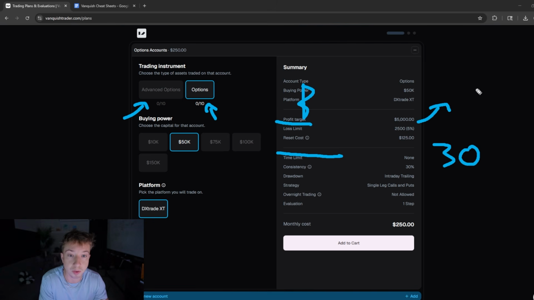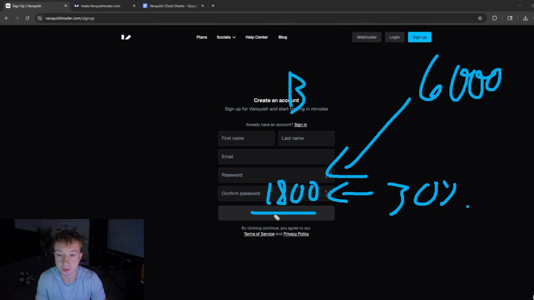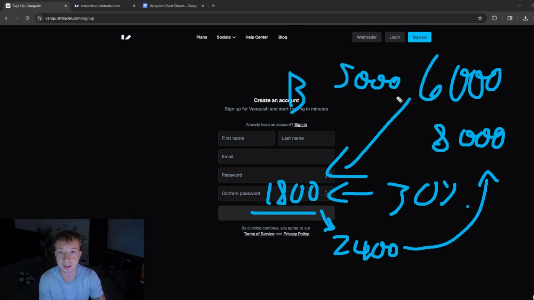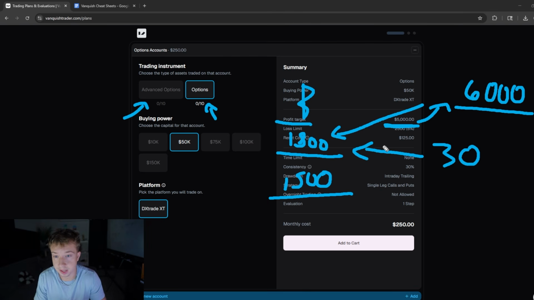So let's say, for example, we make $1,800 in a single trade. Now our profit target goes from $5,000 to $6,000 because that is 30% of the total P&L. And then if our biggest trade is $2,400, then our new profit target is $8,000, and we don't want that, right? Our profit target is $5,000. Let's try and pass it the quickest way possible by making $1,500 on a single trade and less. And that would allow me to hit this profit target of $5,000 and pass it at that $5,000 mark.